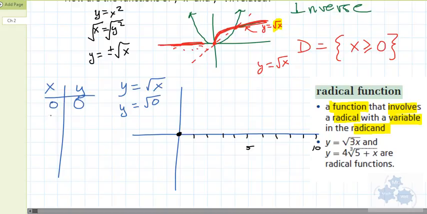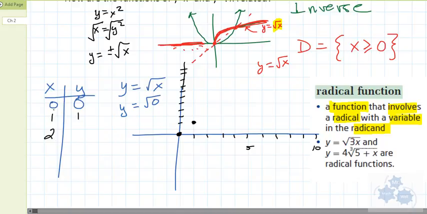All right, so what about 1? If I have x equals 1, what's the square root of 1? 1. Very good. Okay, so I'm just going to go to 10 up there as well. So we have a point that's 1, 1. Awesome.